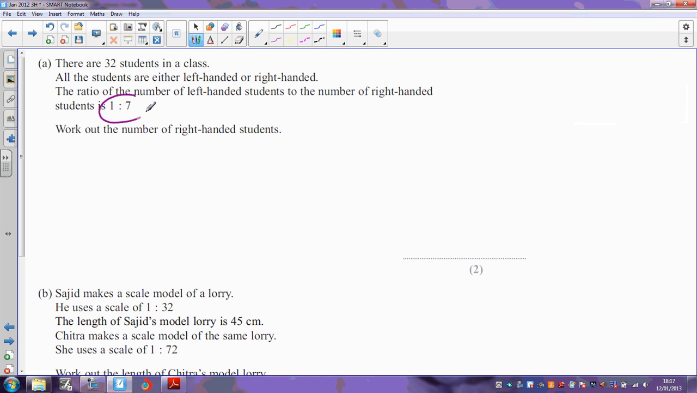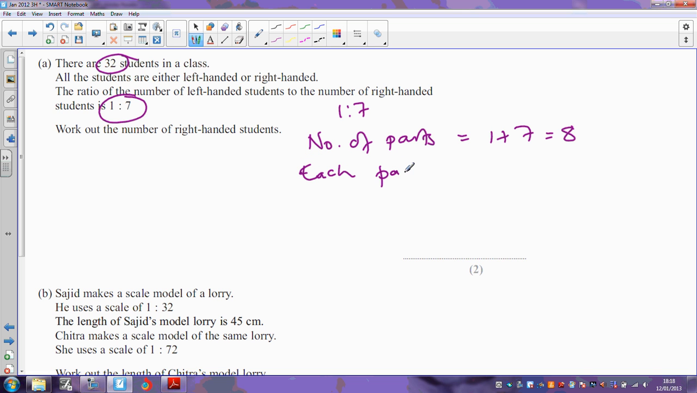We're dividing in the ratio 1 to 7. So the first thing we need to do is work out the total number of parts. So the total number of parts here that we're going to split our 32 into is 1 plus 7, which is 8. So each part now is going to be 32 divided by 8, in other words 4.